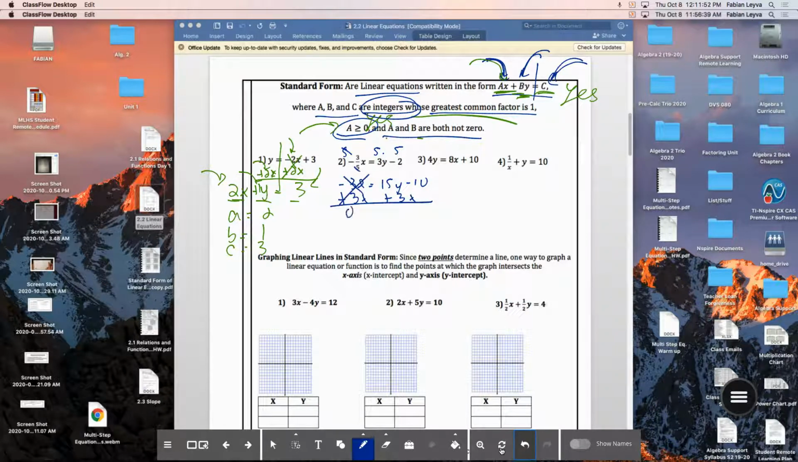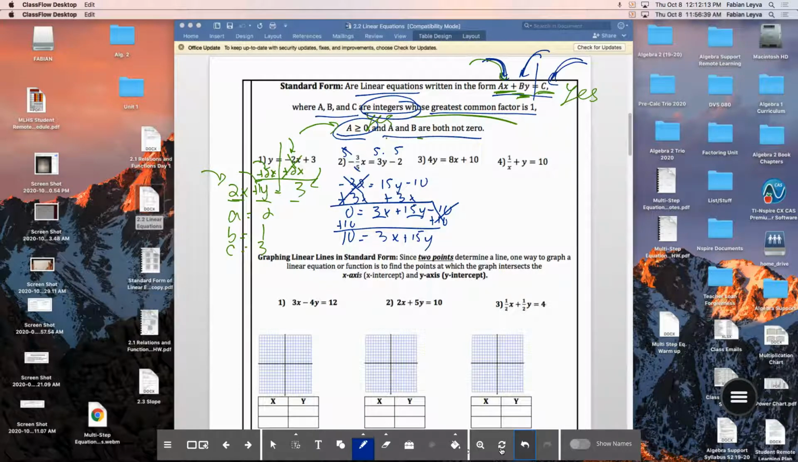Notice I have nothing on the left side, so that is a 0. A 0 is going to be equal to 3x plus 15y minus 10. Now I do have my x and y on the same side, but notice that I do not have all my constants on the other side. So I'm going to add 10 to both sides. These cancel out. 10 is equal to 3x plus 15y.